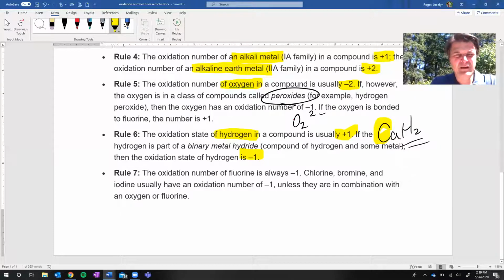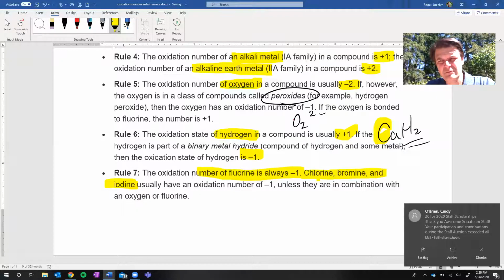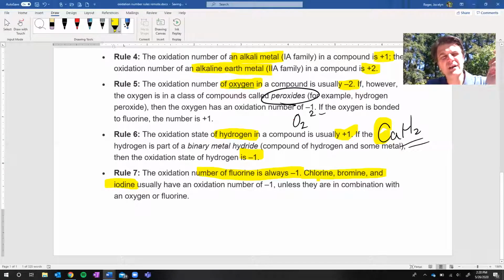Last rule, fluorine is always 1 minus. So is chlorine, bromine, iodine. So the whole family of the halogens, right? 1 minus. The only exception is when chlorine, bromine, and iodine are paired with fluorine or oxygen. Fluorine and oxygen would be the negative element, and then in a case like that, the chlorine, bromine, or iodine would be a 1 plus, because the electron affinity for fluorine and oxygen is higher than chlorine, bromine, and iodine.